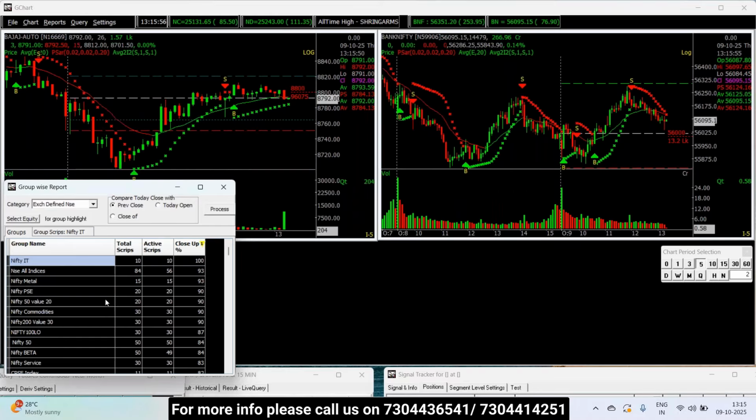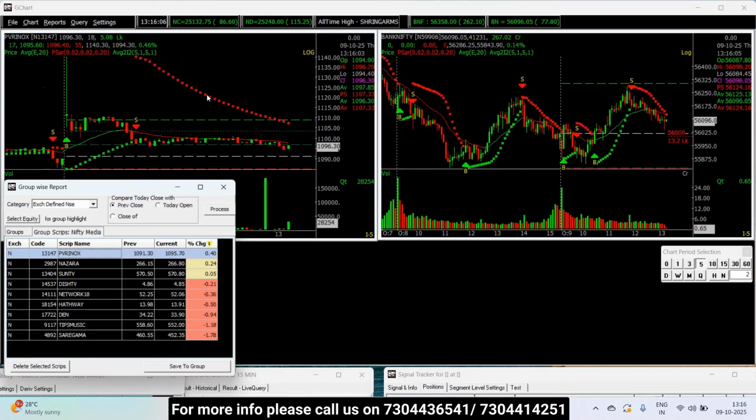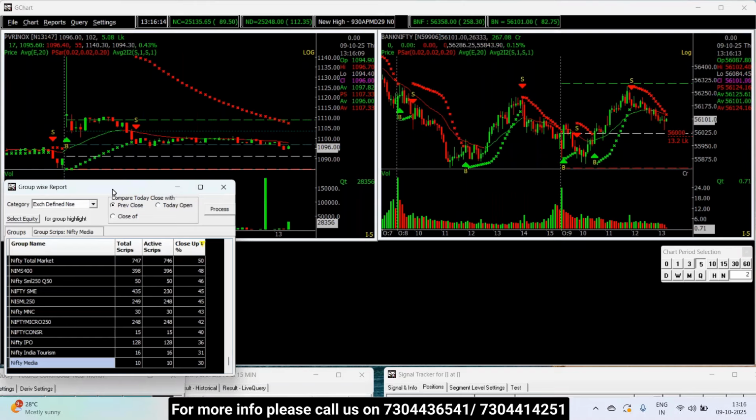Again, if you come down, Nifty Media is not performing that well. If I open Nifty Media, as you can see, there are more red stocks and orange stocks, which are not performing well. There is no big momentum that you can track. So this is a group-wise report where you can easily understand the trends of the stocks and get an idea of how they are performing.